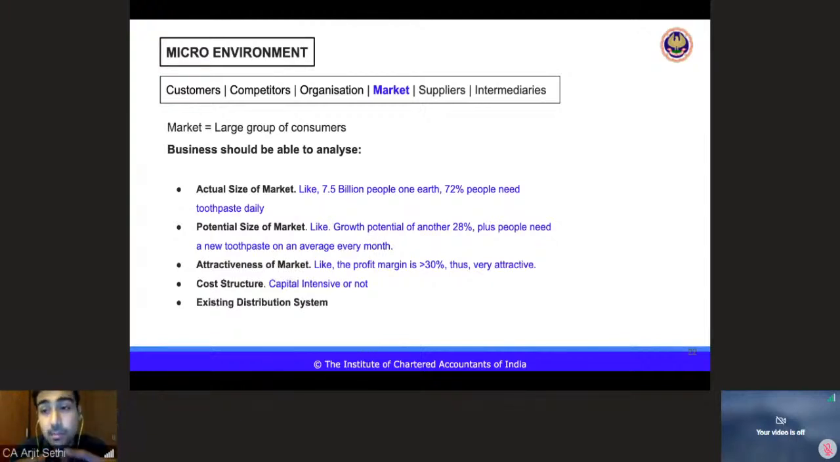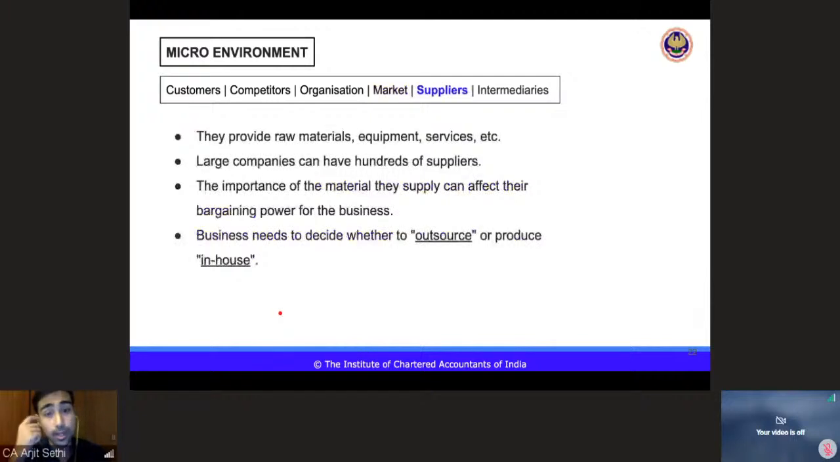So when you're understanding a market, a large group of consumers, you have to check the actual size and the potential size of growth. You will talk about the attractiveness of the market, whether it is profitable, what the cost structure is, like whether it demands a lot of money, and what the existing distribution system in that market is, right? Okay. We talked about customers, competitors, organization, and market, right?